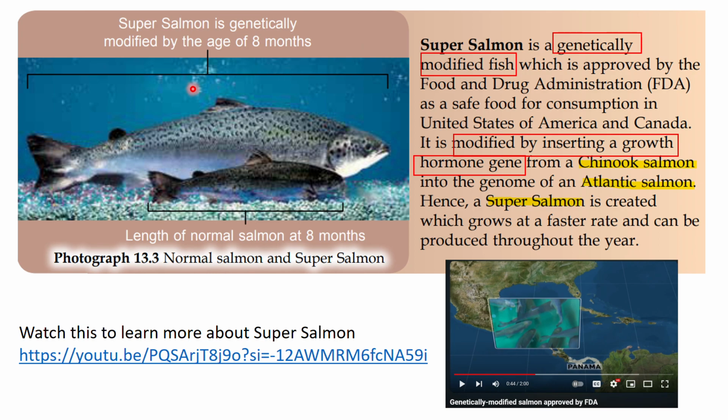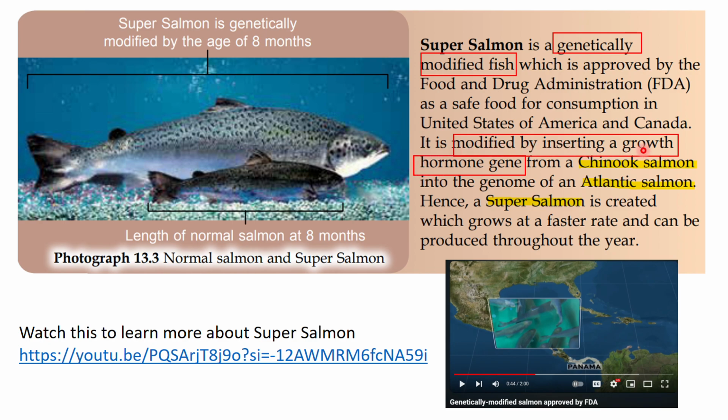Next one, some other examples of livestock. In this case, the super salmon. Look at the picture, the length of normal salmon at 8 months versus the genetically modified super salmon. Somehow this super salmon has been approved by the FDA, Food and Drug Administration, as a safe food for consumption in the US of America and also Canada.